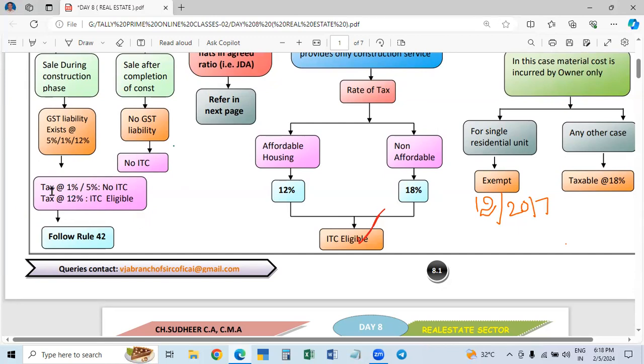ITC means, for construction, he spent on labor charges and many labor services, he utilized inputs and input services. Inputs mean cement, bricks, sand, everything. And input services mean the labor charges, carpenters, electricians, masons, everything. On that amount, he can claim full ITC.